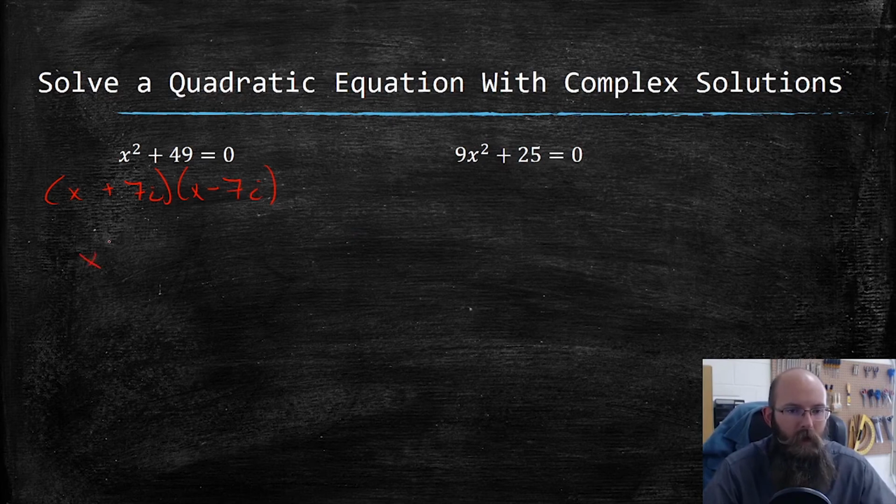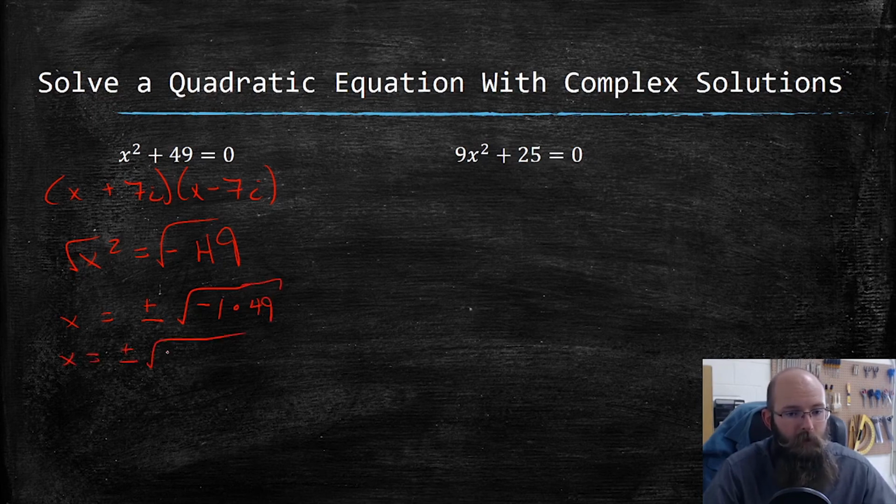There's another kind of little shortcut way, almost. If I subtract the 49 over, I'm not really supposed to do this, but you can kind of do this. If you square root both sides, then you get x equals plus or minus, of course, the square root of negative 49. But we're not going to write that. We're going to write a negative 1 times 49, and we're allowed to split that up. So plus or minus the square root of negative 1.